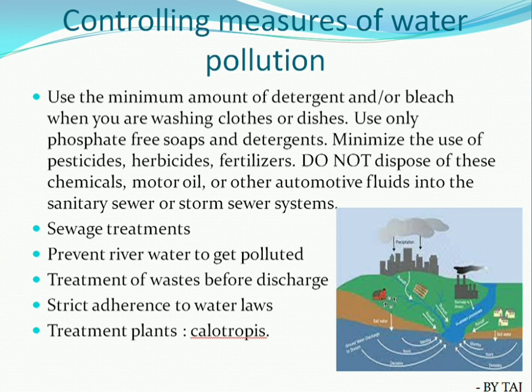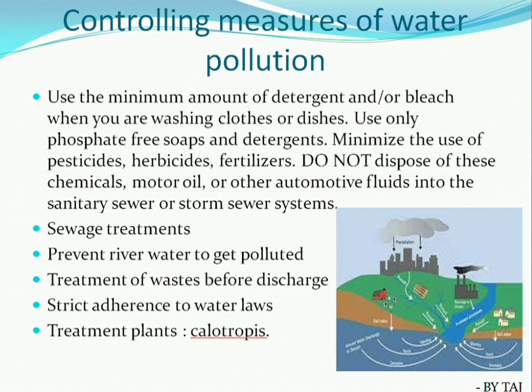As much as possible, you have to prevent the river water from getting polluted. And treatment of waste before discharging: before discharging the waste from the industries, we have to treat it. And another thing, strict adherence to water laws. That means nothing but you have to stick to the rules and regulations made by the government.